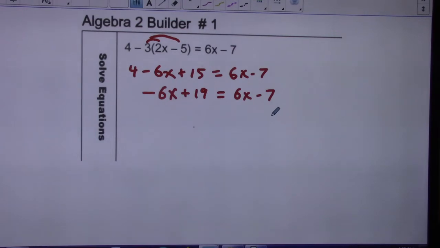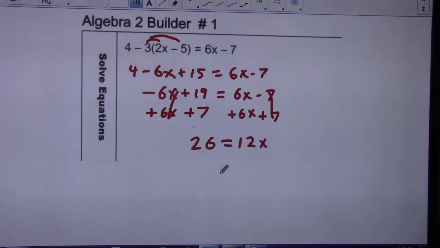Then what I do for this is, you can do a double switch. You can go like this, and then you can go ahead and add 6x here, right? And that goes boop, boop. So 26 equals 12x, right? So x is going to be equal to 26 over 12. And 26 over 12 simplifies to 13 over 6, right? Yes, sir. Okay. And if you made a mistake on this, it might have been just a little arithmetic mistake.